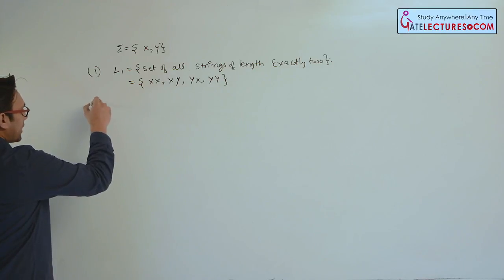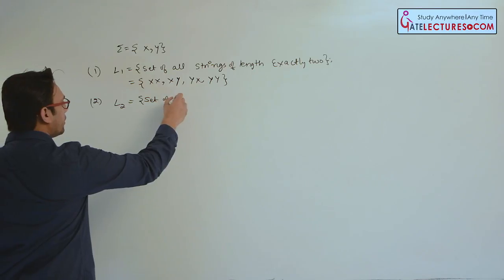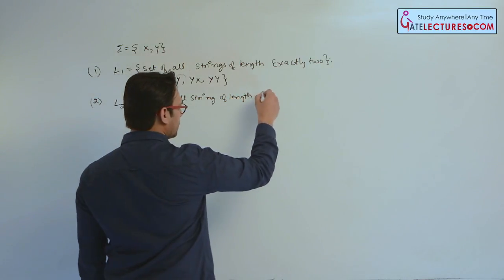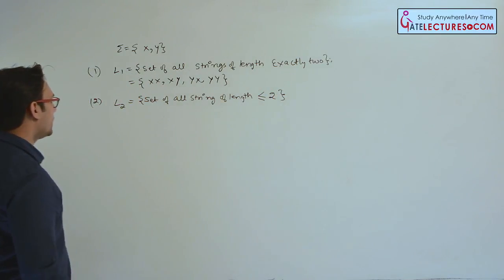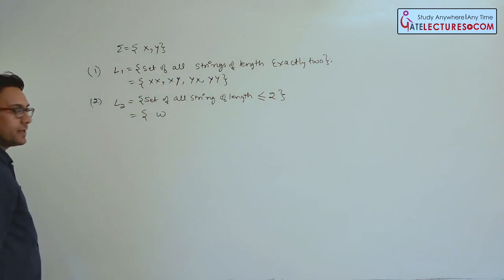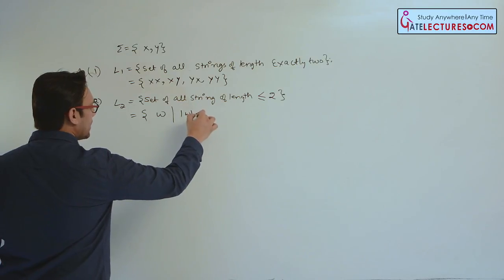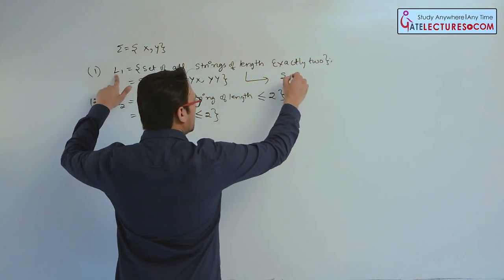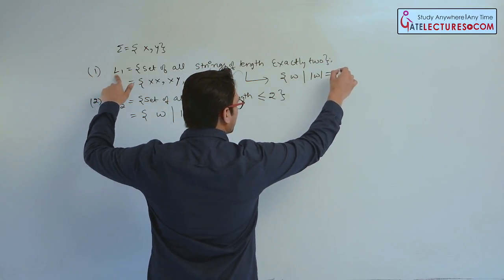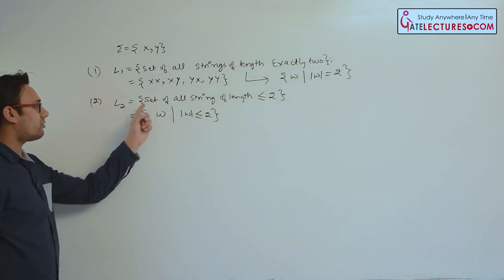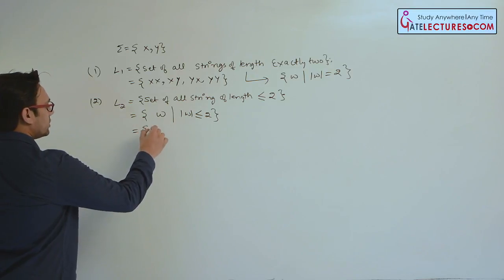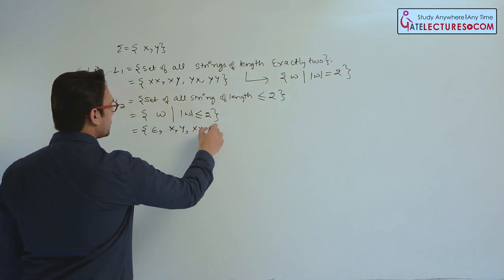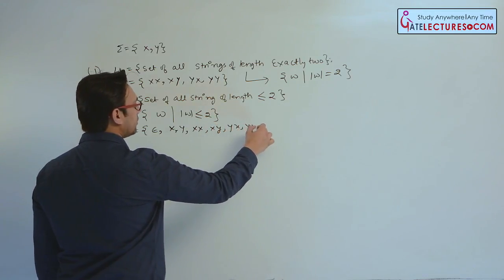Now if I say there is a language L2 which is the set of all strings of length less than or equal to 2. Now this can also be written as W such that length of W is less than or equal to 2, where W is representing the string. Here the first language L1 can also be written as W such that length of W is exactly 2. So what are the strings of length less than or equal to 2? There will be epsilon, single x, single y, xx, xy, yx or yy.